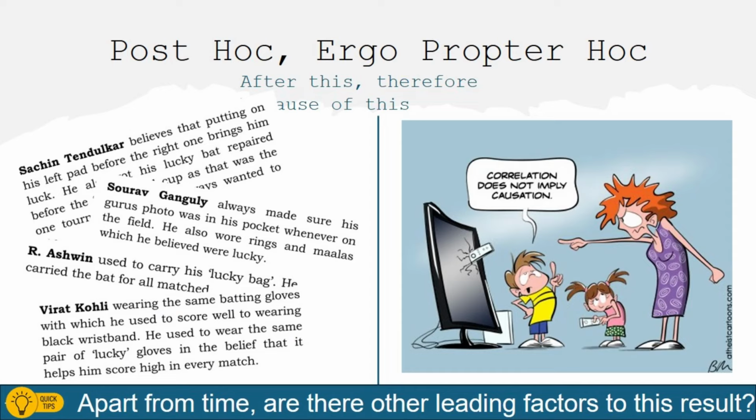When two events occur one after the other, it is a common human tendency to assume that there is a causal effect. This is called post hoc, ergo propter hoc. This translates to roughly, after this, therefore because of this. A slight variation is the popular correlation-causation fallacy.